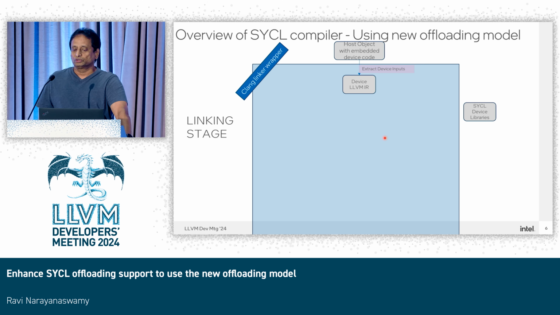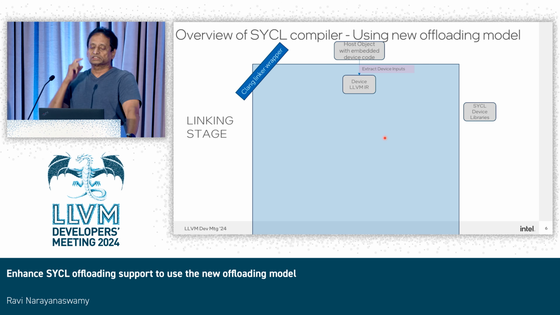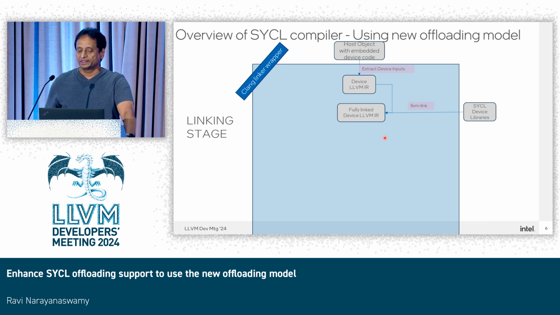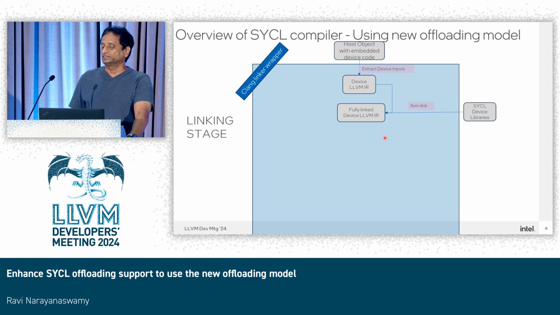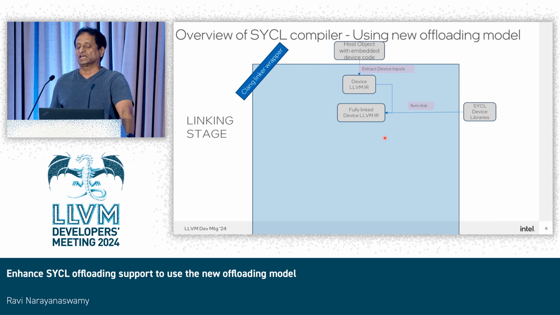So the first thing you do is, when you get the host object, it's a fat object file because it contains both the host code and the device code. The device code is embedded. So you extract the device code, which is LLVM-IR, and then you pull in all the libraries needed to satisfy the requirements of the application, and you do a link. You use llvm-link to generate the fully linked device LLVM-IR.